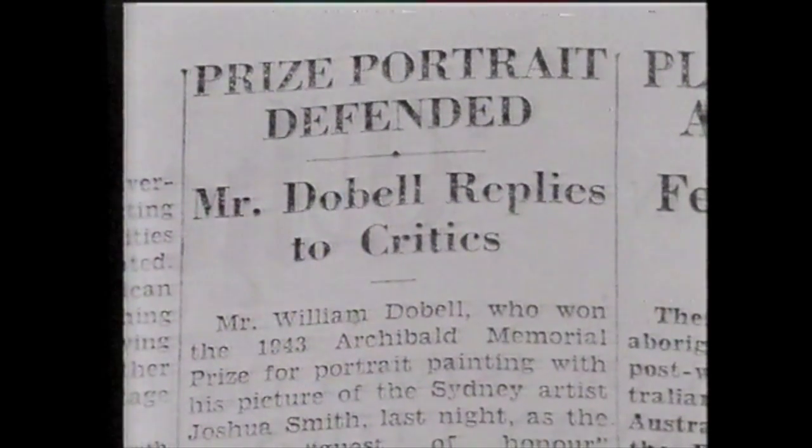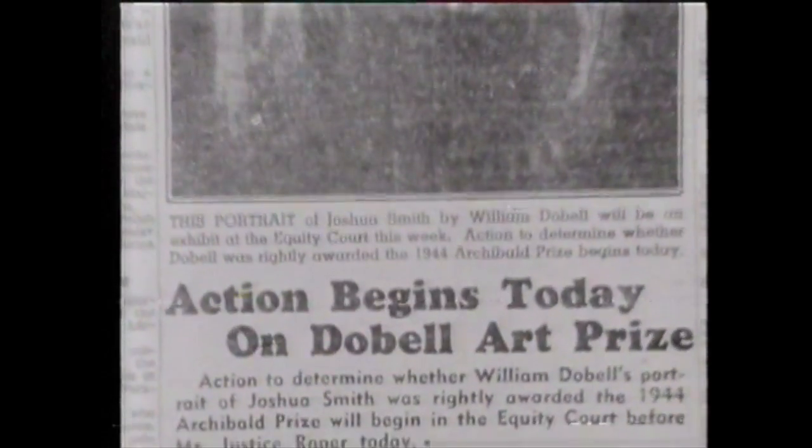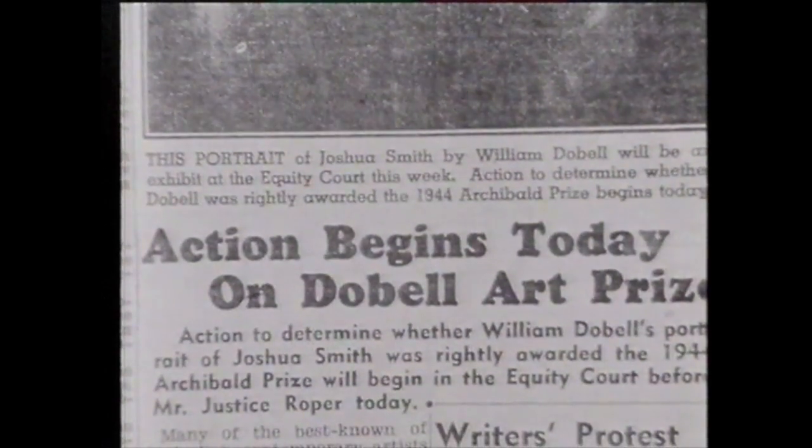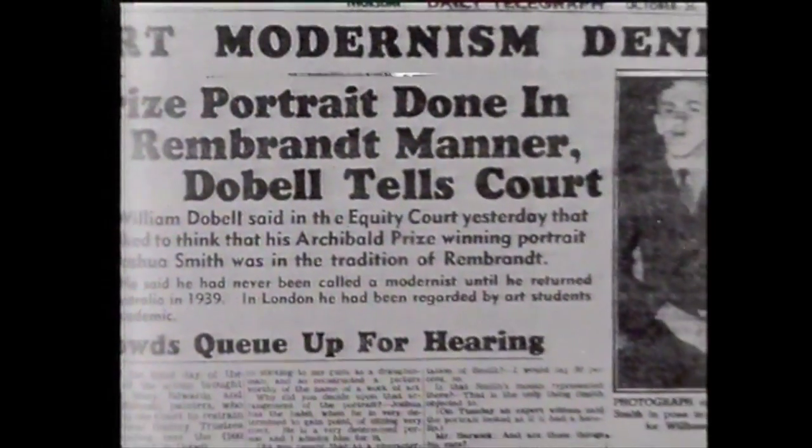What made Dobell's 1943 Archibald Prize win so controversial? The portrait was of Joshua Smith. What made it so controversial? Well, in the end, what made it so controversial really was that Joseph Wolinski and Mary Edwards, who very soon afterwards became Mary Edwards Burke, mounted a case against the win. They took both Dobell and the trustees of the Art Gallery of New South Wales to court on the basis that the work was not a portrait under the terms of the Archibald Prize, but that it was a caricature.